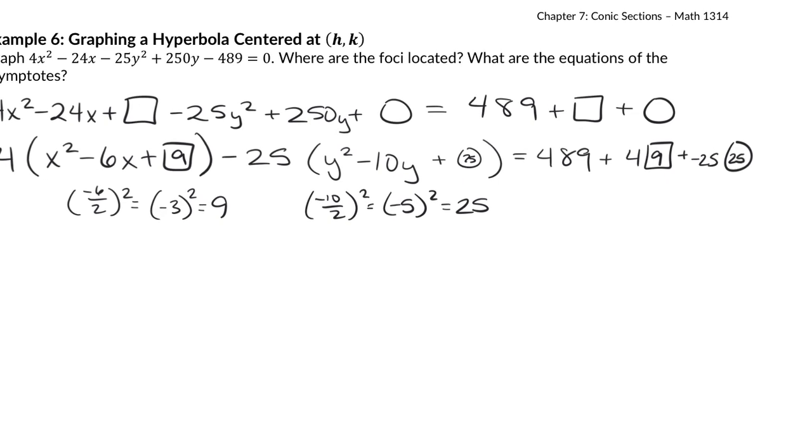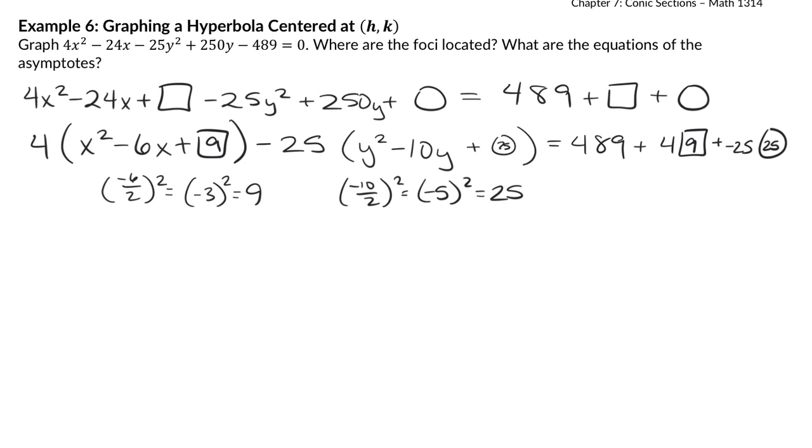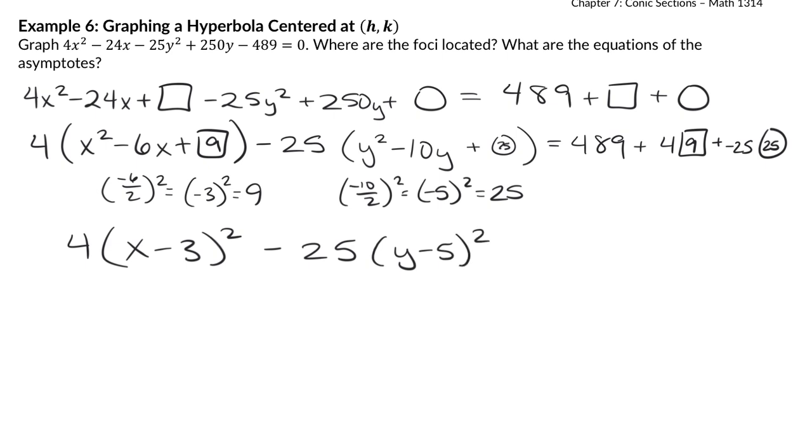Do we follow? From here, this is when it starts to get really satisfying. Because we're completing the square, the x's reduce down to the perfect square of x minus 3 squared. The y's reduce down to negative 25 times y minus 5 squared. And if we do 489 plus 36, which is 4 times 9, plus negative 625, which is 25 times 25, we end up with negative 100.